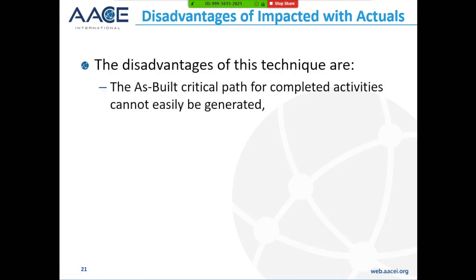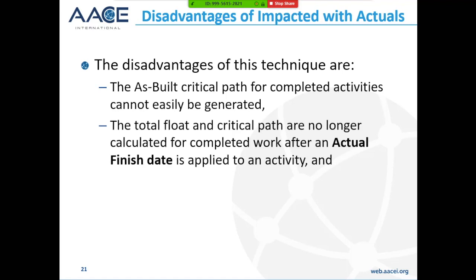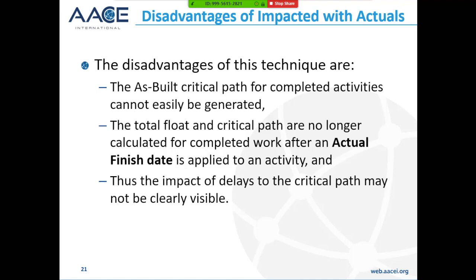What are the disadvantages? Well, the as-built critical path for completed activities is not generated because all the products I know, which are P6, Project and Power Project, do not show which of those activities have float or do not have float, because they have actual start and actual finish, which override the float calculation and override constraints and logic. Therefore, the total float and critical path are no longer calculated for completed work after the finish date is applied to an activity, and therefore the impact of delays to the critical path may not be clearly visible.